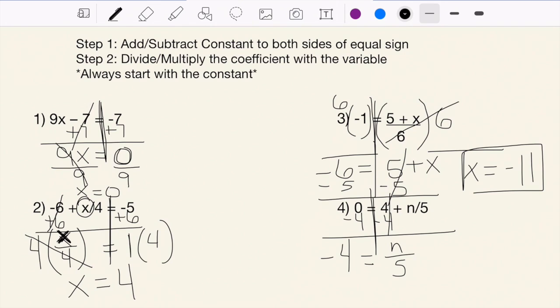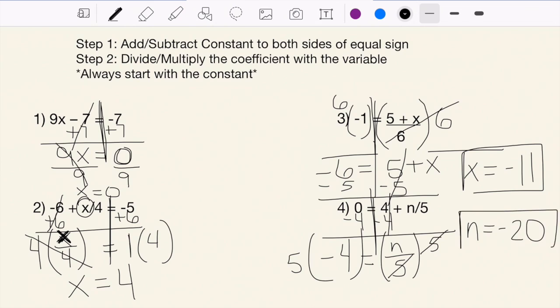So then this is division over here, so I'm going to multiply this side by 5 and this side by 5. And that should give me n equals negative 20. All right, so go ahead and try these practice problems on your own.